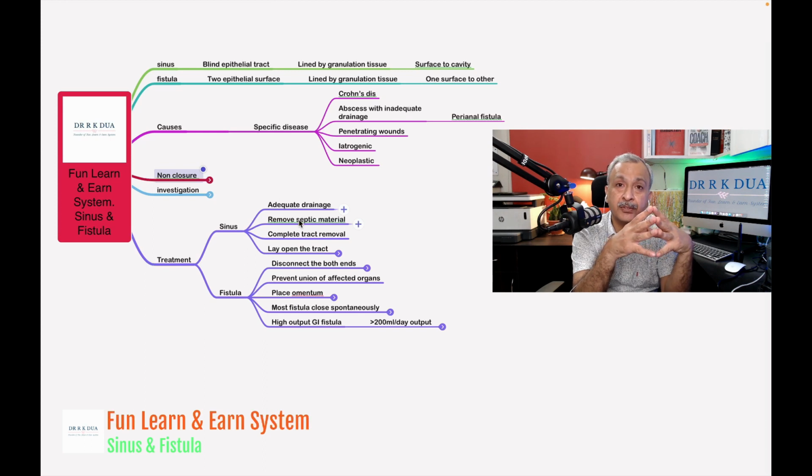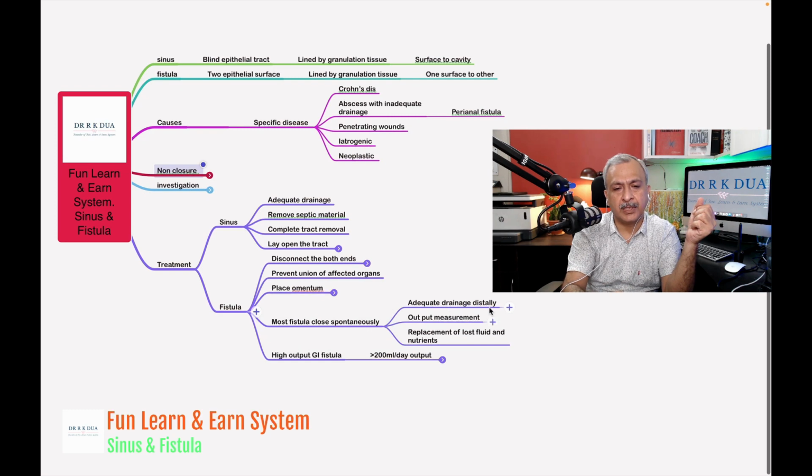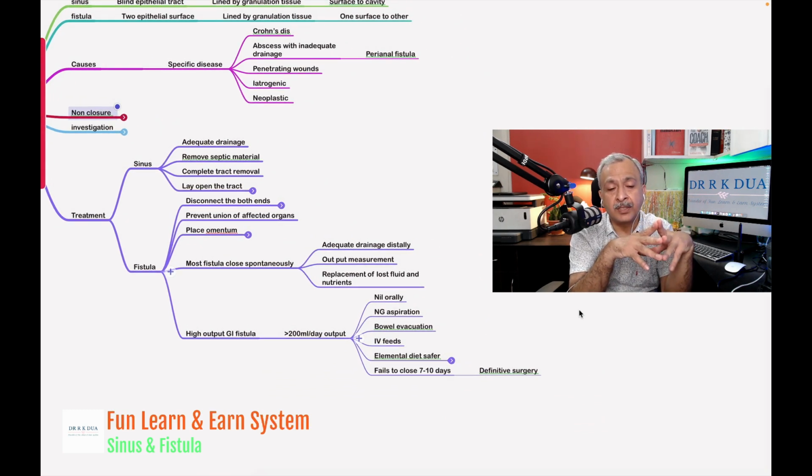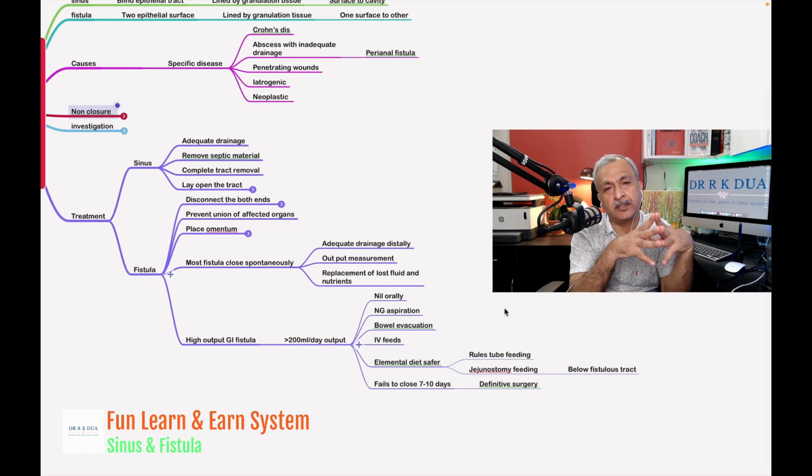If it is possible, we have to give the nutrition through the alimentary canal, through the intestine. Suppose there is a fistula in the duodenal area or in the stomach, we can simply do a feeding jejunostomy, that is, the feeding tube is distal to the site of the fistula. We can feed the patient. You can ensure adequate drainage distally, output measurement and replacement of the lost fluid and nutrients. Similarly, in this case of high output fistula, we keep the patient nil orally, with nasogastric aspiration, bowel evacuation, intravenous fluid. Elemental diet is far safer and more easily absorbed, along with the least complications associated with intravenous feeding. So feeding jejunostomy we can do below the fistulous tract.